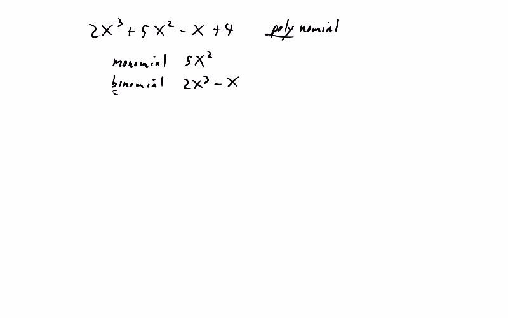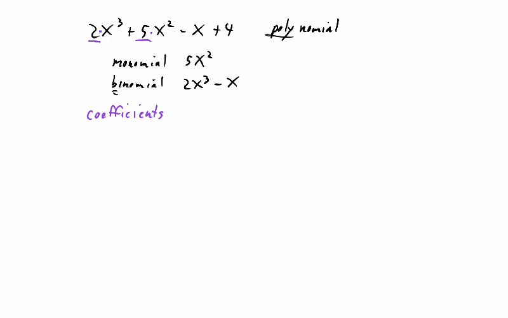Now let's consider the meaning of things. First of all, we have some numbers written in front of the variables. So 2 is called a coefficient. The 2 in front of the x cubed means that we have 2 x cubes, or 2 times x cubed. The 5 in front of the x squared means we have 5 times x squared.